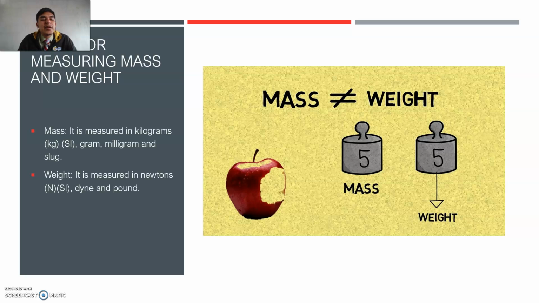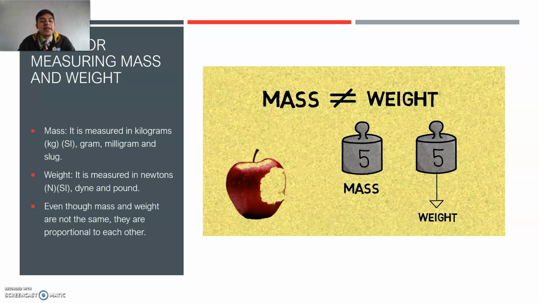All right, and then we also talk about the units for weight. It is measured in newtons. One more time, newtons is the unit that is regularly used in the international system, although we can also use other ones, like the pound. And even though mass and weight are not the same, they are proportional to each other.